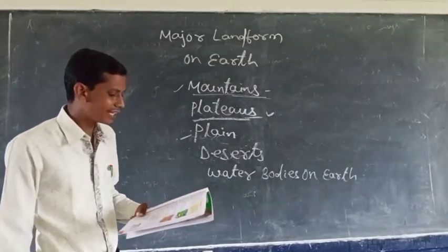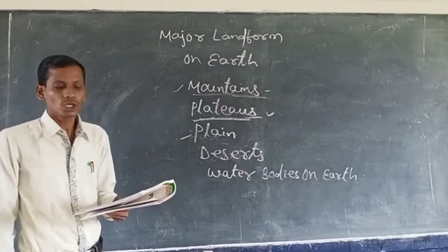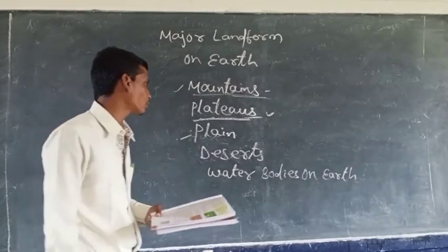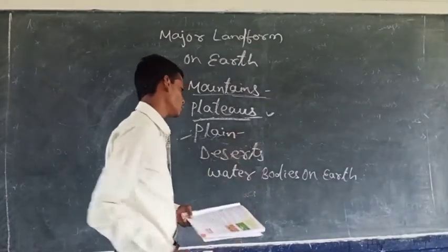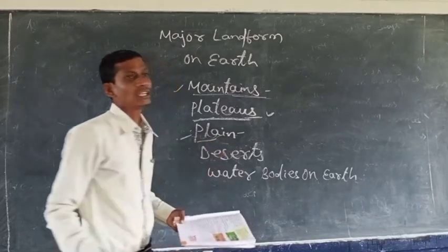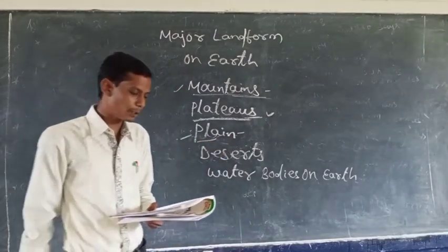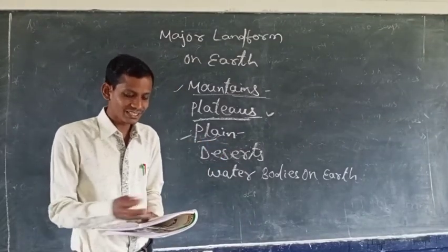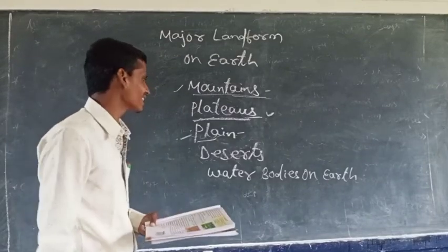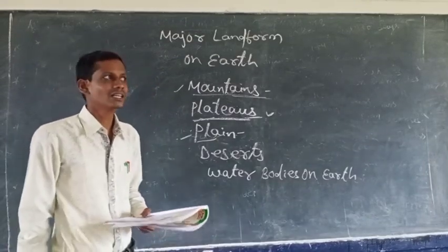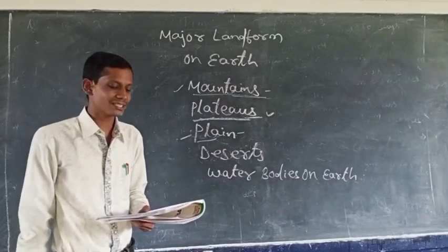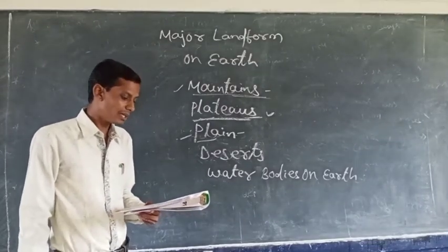Importance of the plain areas. Plains are very good for growing crops, very good for cultivation, so plain areas are very good for agriculture. Most of the big cities are located in the plains area; when we observe the big cities, they are located in the plains.